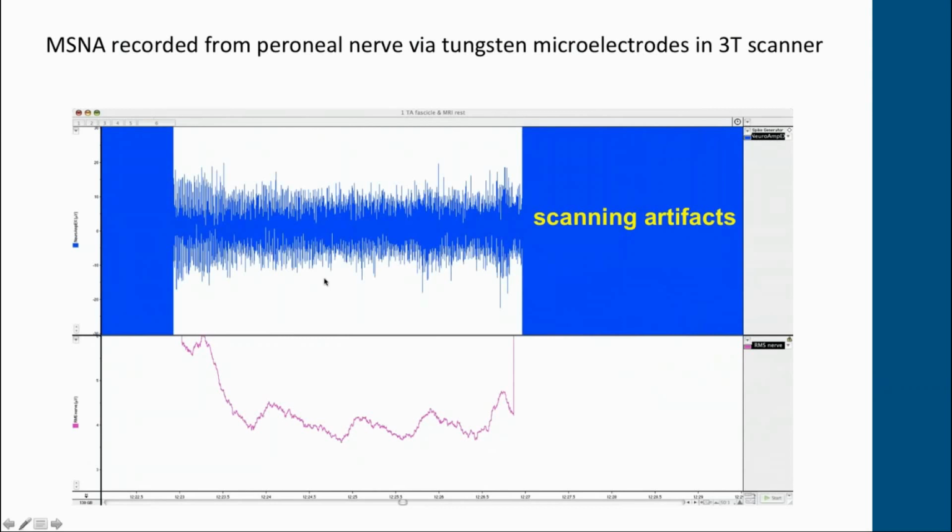This was the very first recording we took, and we thought there would be a lot of noise, so we thought, well, should we put a bit of aluminium foil over it? Well, we didn't bother. This was the first recording. We've got scanning artifacts here, and we've got a lot of noise here.